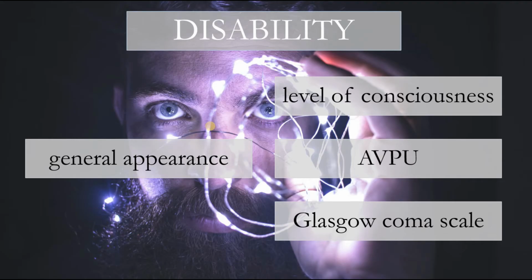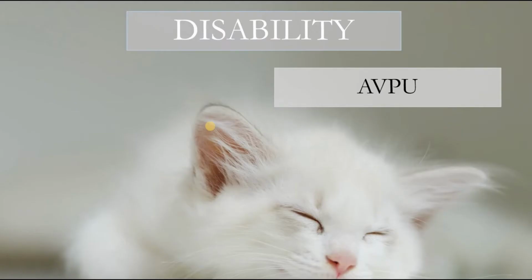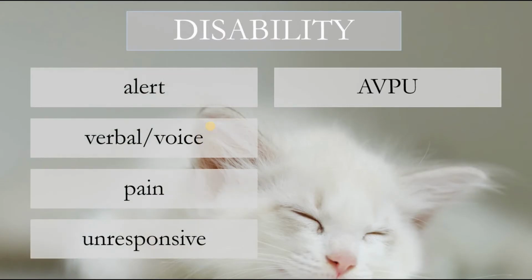Level of consciousness, identified with AVPU and your Glasgow Coma Scale. So what does AVPU stand for? It stands for alert, verbal or voice, pain, and unresponsive. So check if the patient is alert. Is the patient responsive to voice? Is the patient responsive to pain? Or is the patient not responding at all?